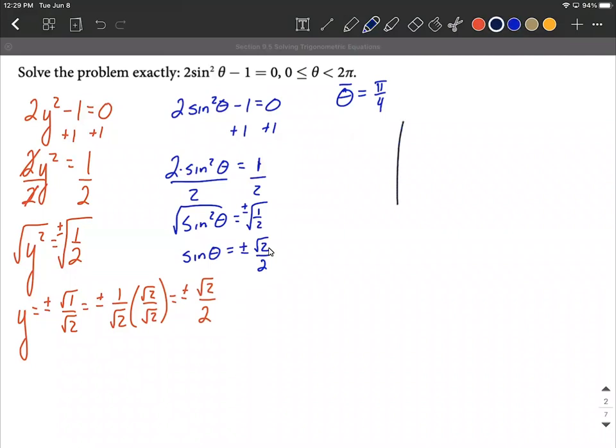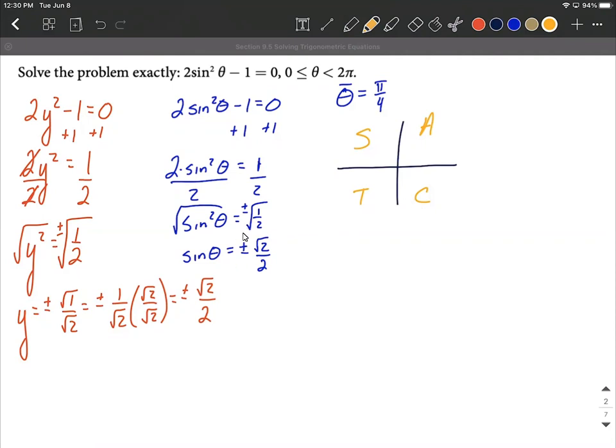So let's think this through. I like using the phrase "all students take calculus" to remind myself which quadrants things are going to be positive in. All of our trig functions are positive in the first quadrant, only sine in the second quadrant, tangent in the third, and cosine in the fourth.